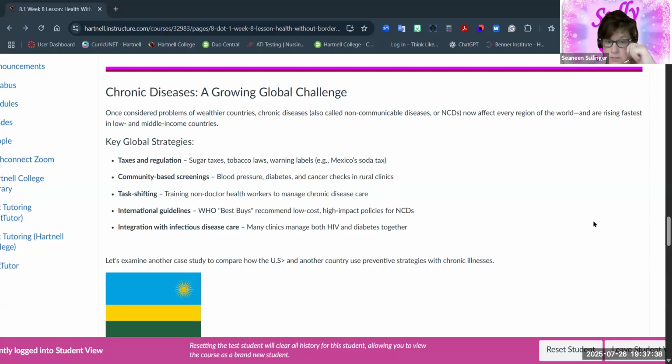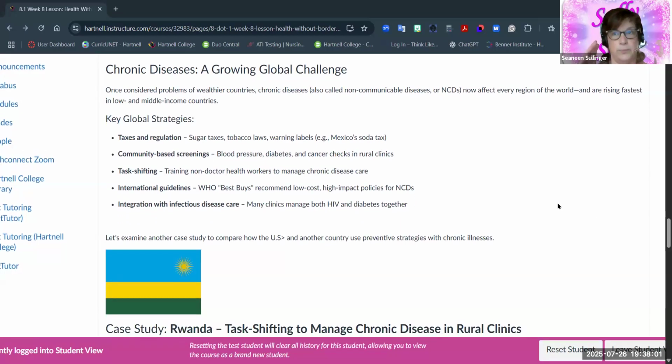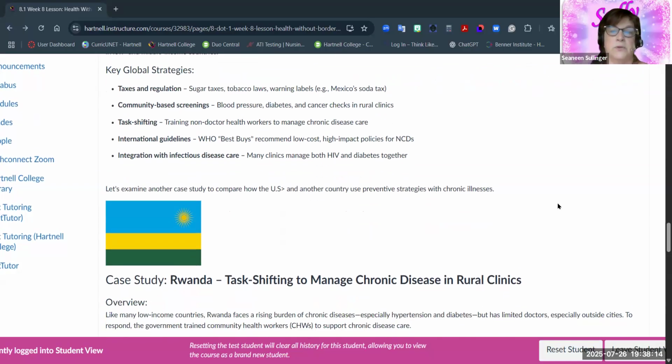We talk about community health workers in this particular case study to manage chronic disease care. International guidelines, they have the World Health Organization. Best Buy has recommended low-cost, high-impact policies for the non-communicable diseases. So there are international guidelines that these countries are following, and they don't really deviate from them, and they work. And then integration with infectious disease care. So how do we put the infectious disease and the chronic disease together? So there are clinics, physicians, healthcare professionals that are managing people that have HIV as well as diabetes or another chronic illness. So there's another case study.